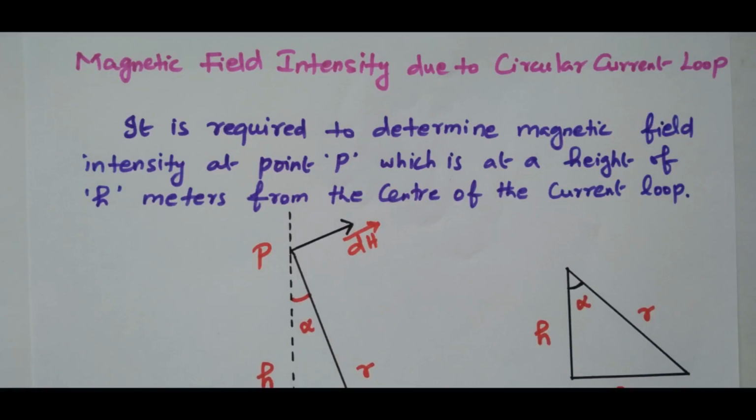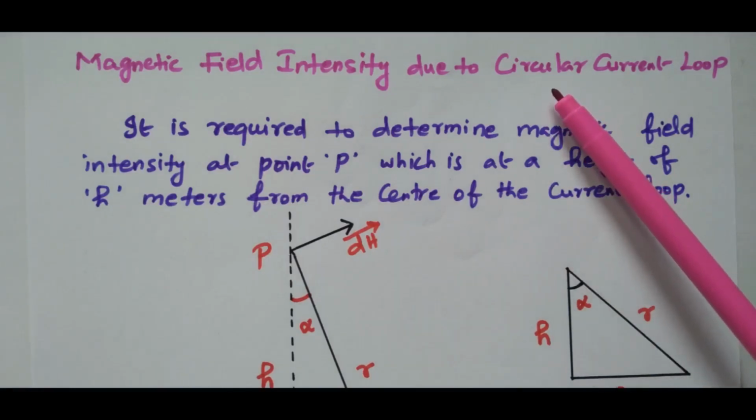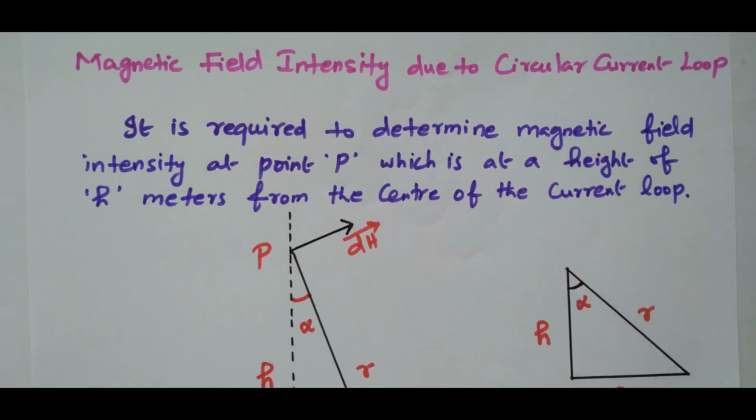Welcome viewers. In this video we'll see the magnetic field intensity due to a circular current loop, followed by two problems. Now we'll refer to the diagram.